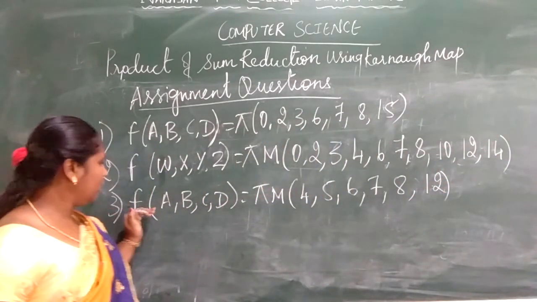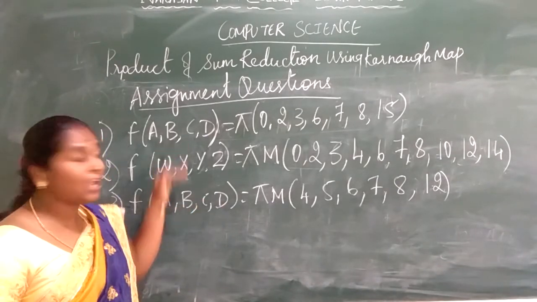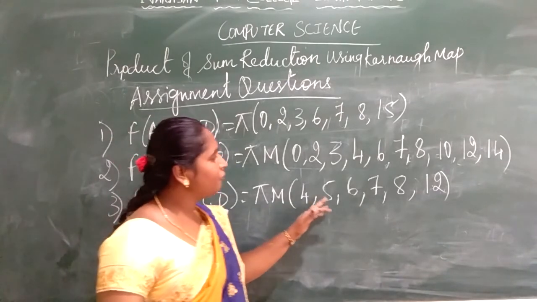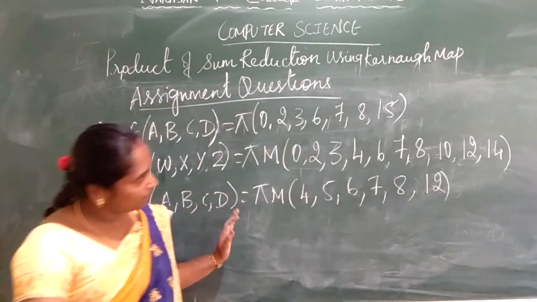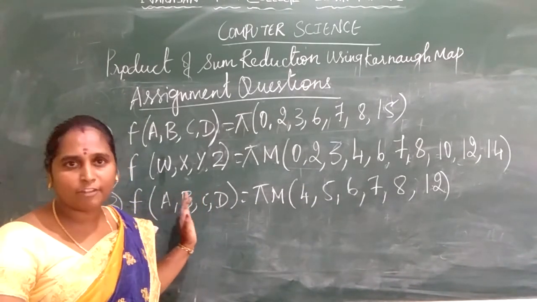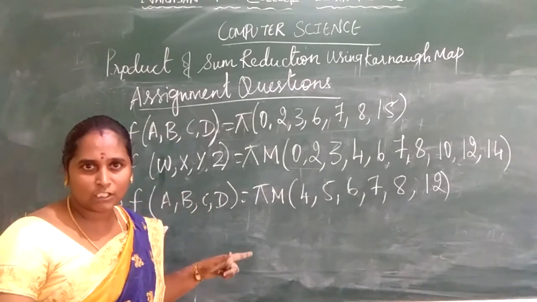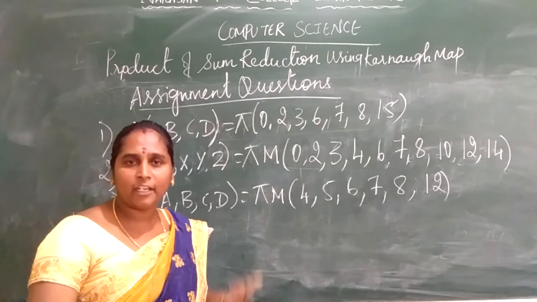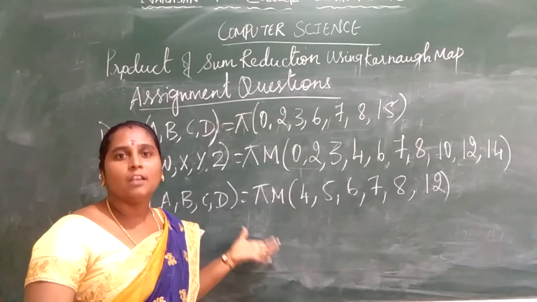Your third question, f of a, b, c, d, for everything I have given 4 input variables. Solve it. Pi of M, 4, 5, 6, 7, 8, 12. So in this problem, using the K-map, if you are finding it very difficult, first draw the truth table and draw a K-map for 4 inputs, it is 16 squares, map it. If there is any overlap of map rolling or any redundant groups, remove those redundant groups, and solve the problem.